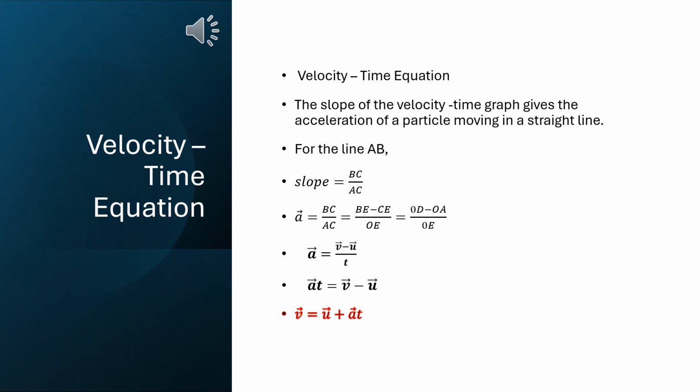Velocity time equation. The slope of the velocity time graph gives the acceleration of a particle moving in a straight line. From the figure, for the line AB, slope equals BC divided by AC. Therefore from the figure, we can derive the equation of velocity time: final velocity equals initial velocity plus acceleration multiplied by time.